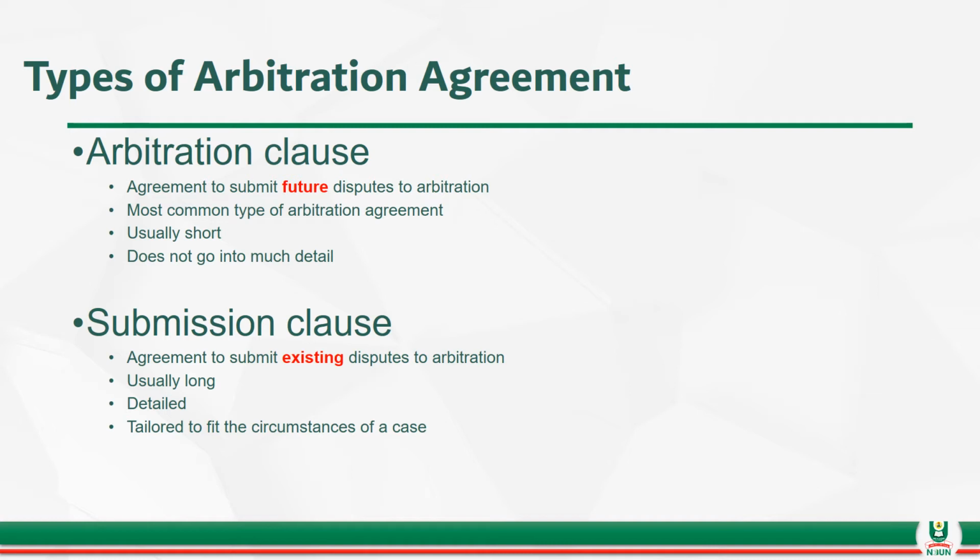The second type of arbitration agreement is the submission clause. It is an agreement to submit existing disputes to arbitration. So there's already a dispute, parties know what they are dealing with, so it's more detailed, it's usually longer, and it is tailored to fit the circumstances of the particular dispute.